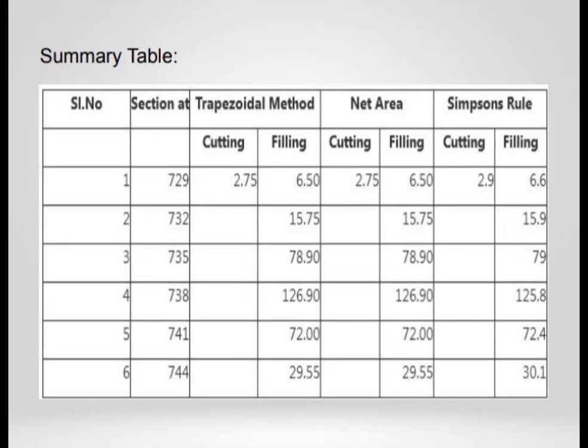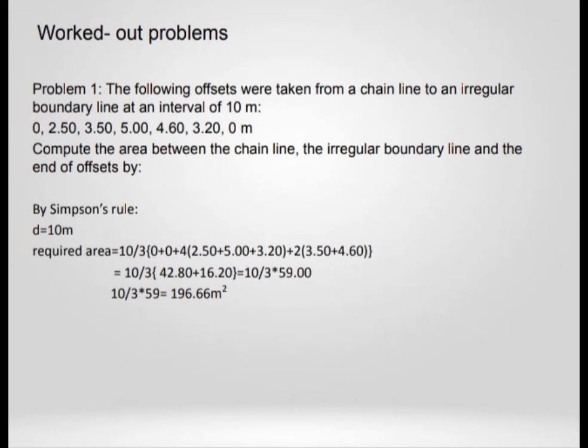Fully understood? So we have here the summary table of the cutting and filling that we computed using Simpson's 1/3 rule. So we have here the section 80, the trapezoidal method. We have the cutting and filling. Then we have the net area, which also includes the cutting and filling. Then also Simpson's rule, which gives the result of 2.9 in cutting, and in filling is 6.6. In order for you to understand how to use Simpson's rule, we have here worked-out problems.